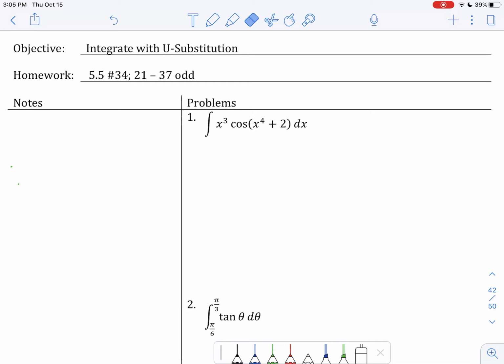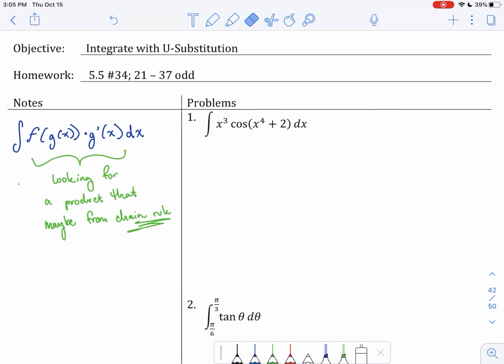Now, this method is specifically for things where we're looking at products, meaning that we have one function times another. And what we're specifically looking for with u-Substitution is a product that looks like it might be a chain rule. So if you remember, the chain rule would be f prime of g of x times g prime of x. So you're looking for one of the factors on the outside to be the derivative of a factor on the inside. And then we'll use some of those skills from there.